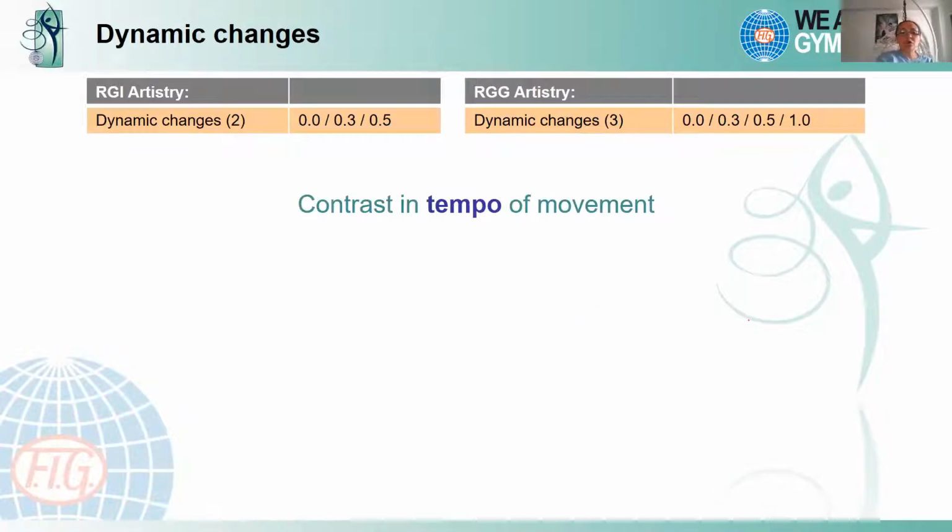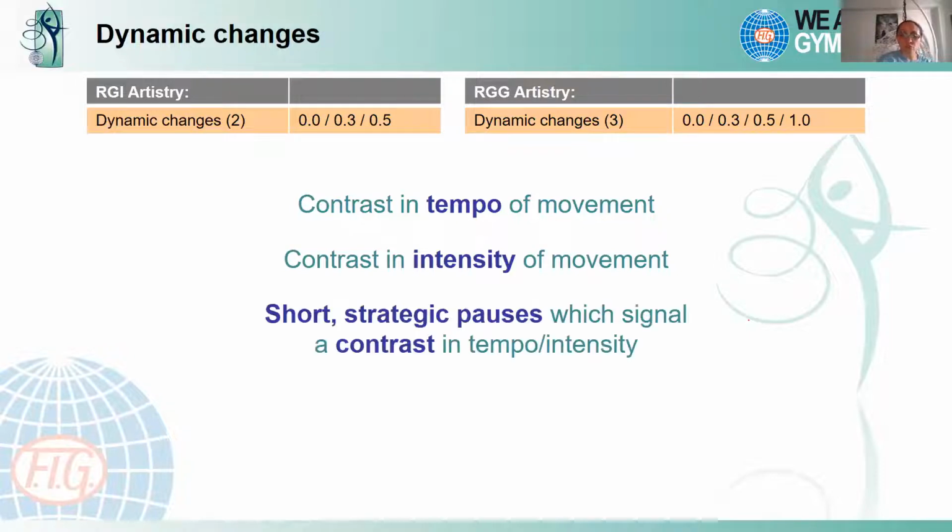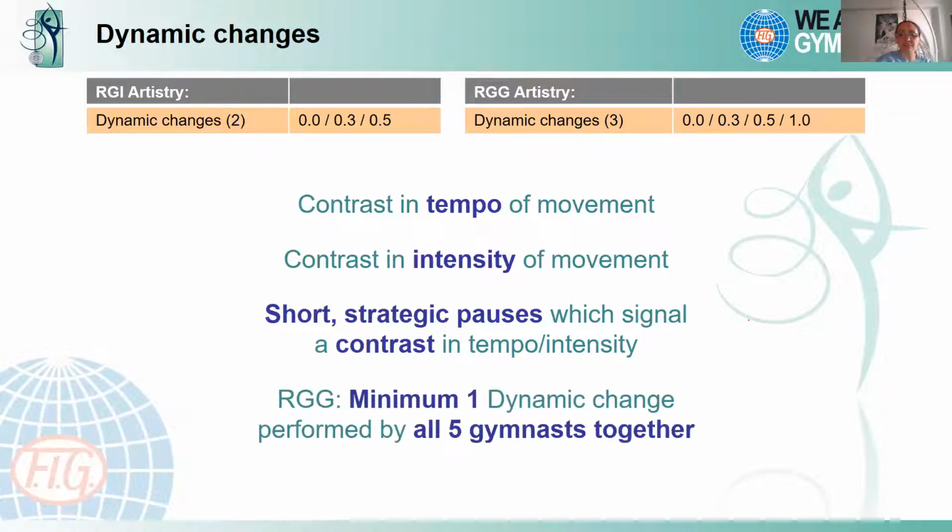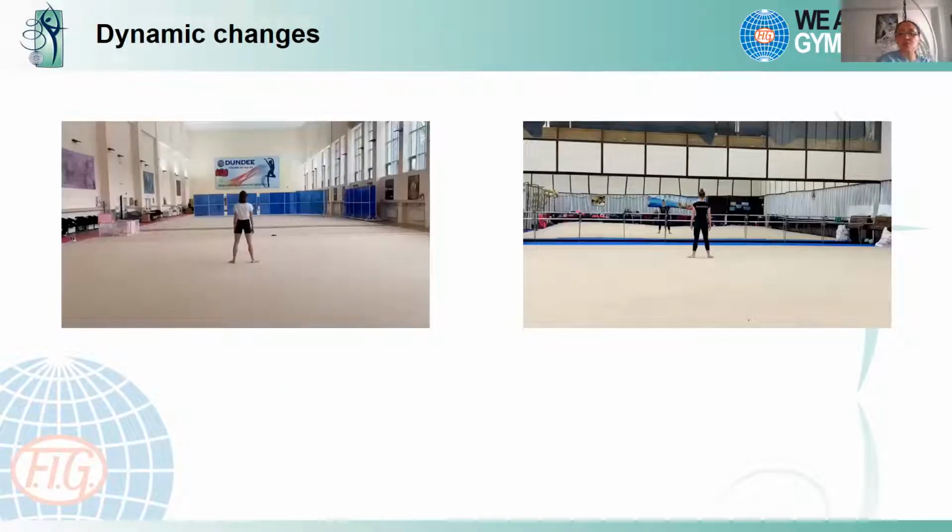Dynamic changes when we require contrast in the tempo of the movement, contrast in the intensity of the movement, short strategic pauses which signal a contrast in tempo and intensity. For the RGG, we require minimum 1 dynamic change performed by all the 5 gymnasts together. Let's check those examples for dynamic change. The same exercise, or the same part of the exercise, performed by 2 different gymnasts. Let's check how we see them.